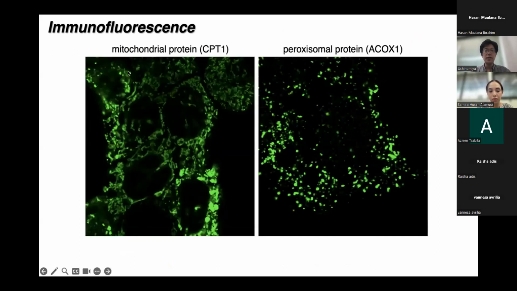So these are examples of immunofluorescence that I showed you last time. As you can see, this protein localizes in mitochondria like this. On the other hand, this protein localized at the vesicle type of organelle called peroxisome. So like this, by using the molecular imaging technique, you can clearly observe the localization of target protein inside cells.